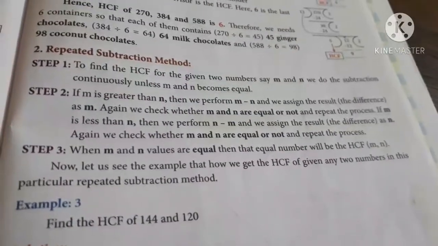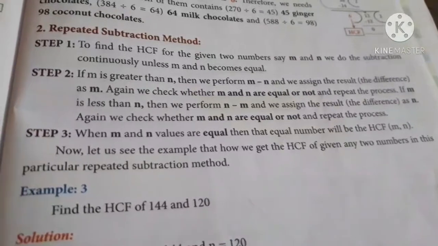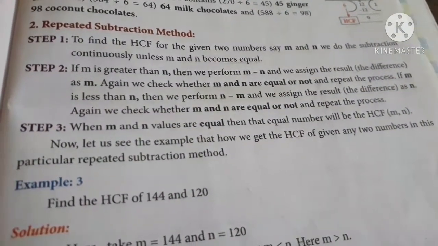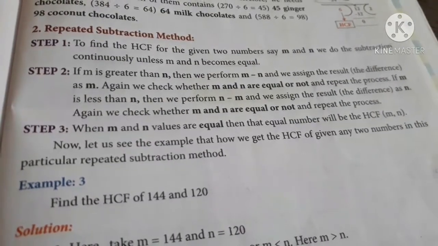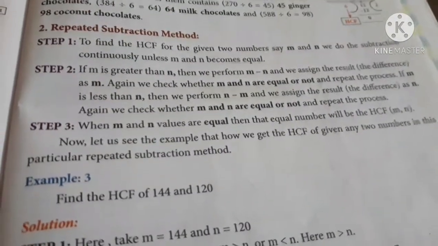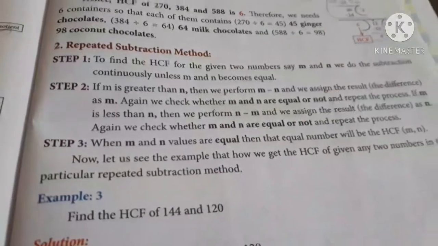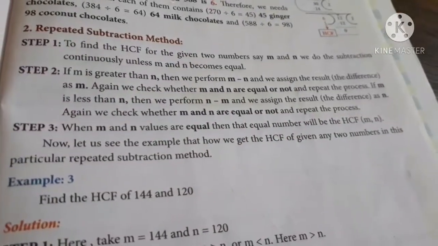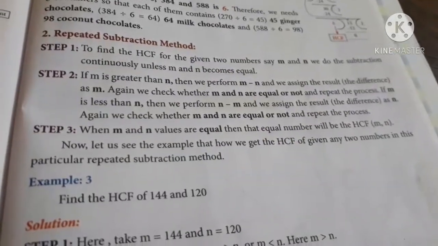We go on repeating the process. If m is less than n, then we perform n minus m, and we assign the result as n. Again we check whether m and n are equal or not, and repeat the process. When m and n values are equal, then the equal number will be the HCF. Now let us see an example of how to do it.